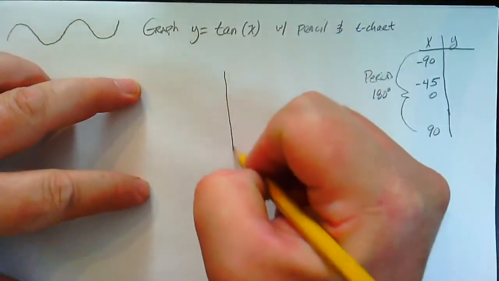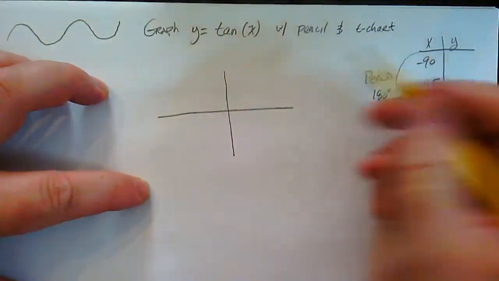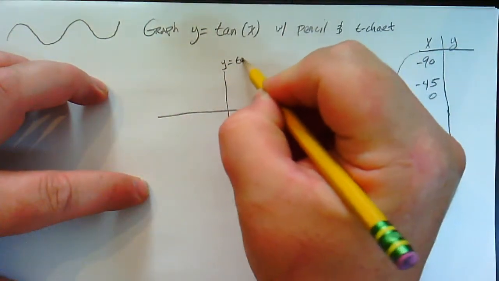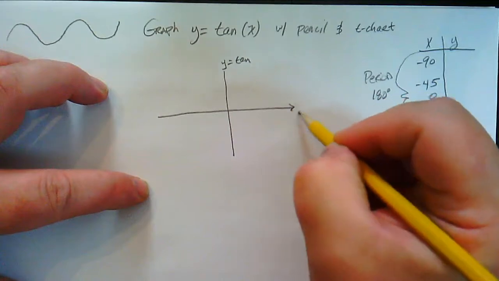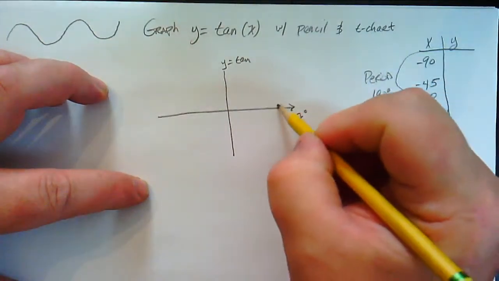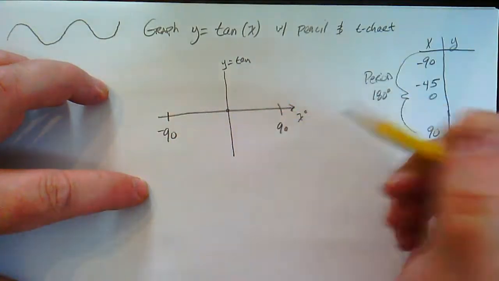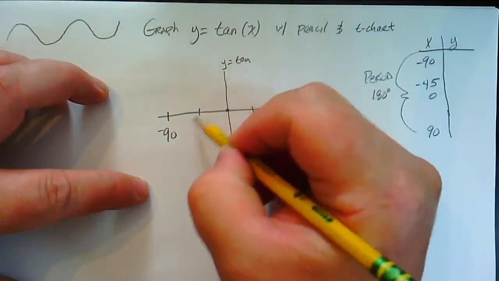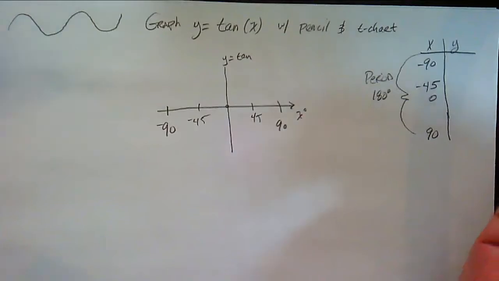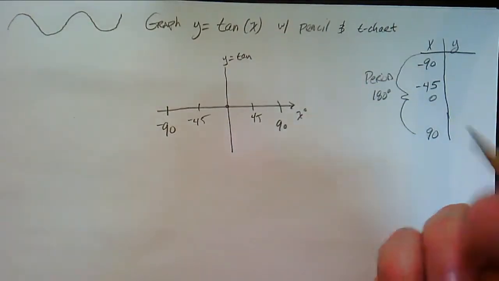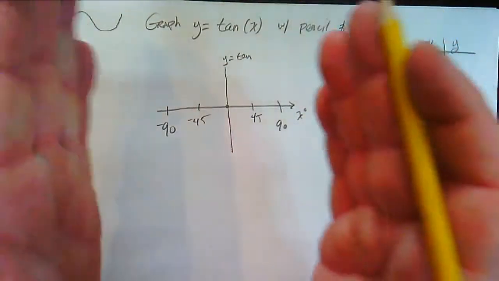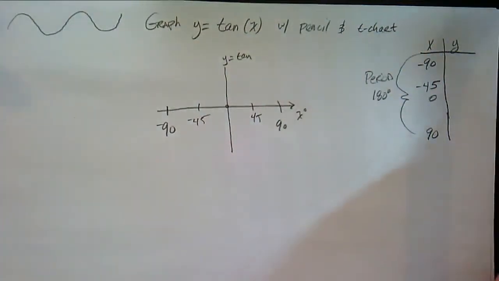So we're going to find out these coordinates, these values. Here's y is equal to the tangent of x, and this is x in degrees. Here's 90, and we'll say this is negative 90, and of course 0 is there, then 45 and negative 45. So that's where our graph's going to fit. That's going to be one period. Now, just like before, this is going to be copied and repeated all over the place.